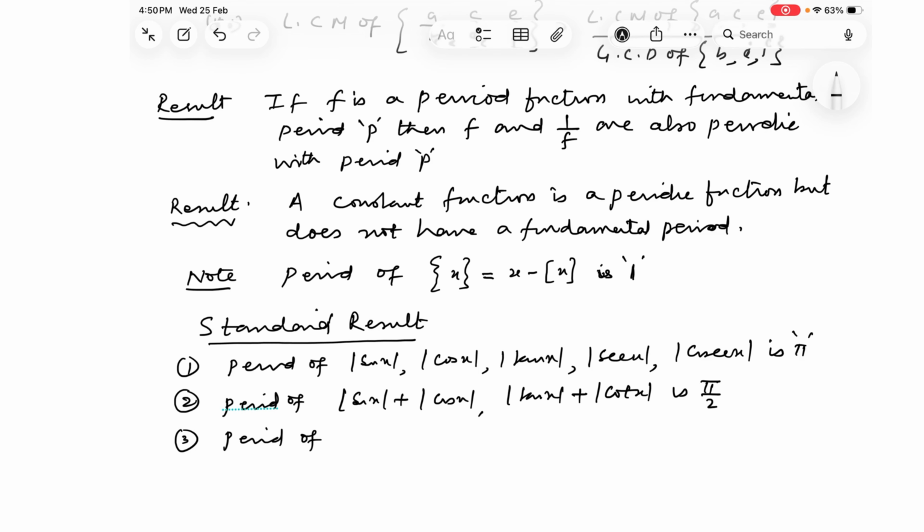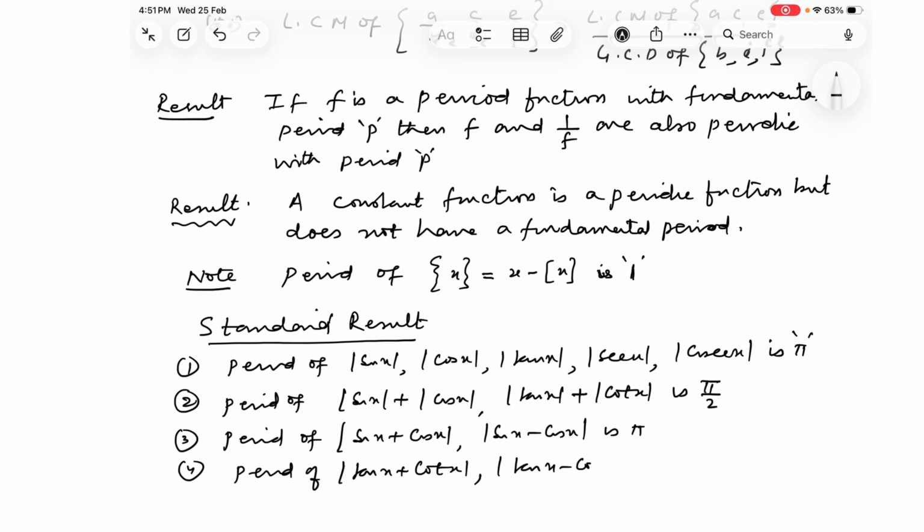Third standard result is the period of mod of sin x plus cos x, mod of sin x minus cos x, is pi. Fourth standard result is the period of mod of tan x plus cot x, mod of tan x minus cot x, is pi.